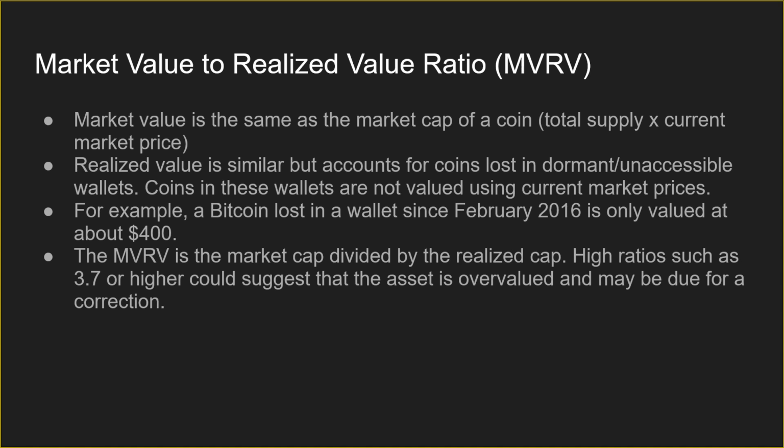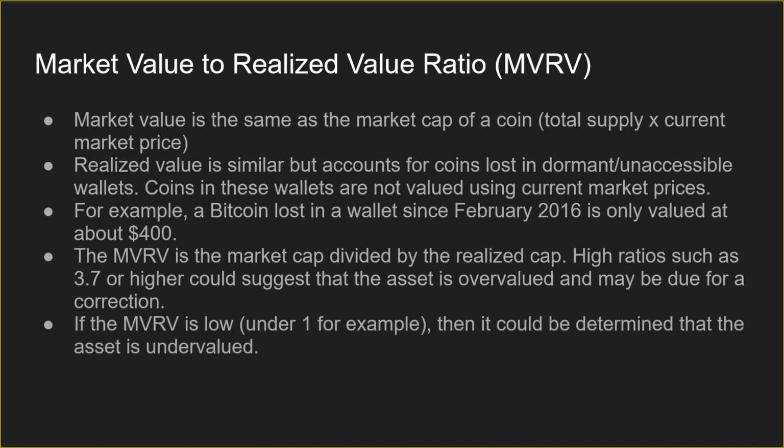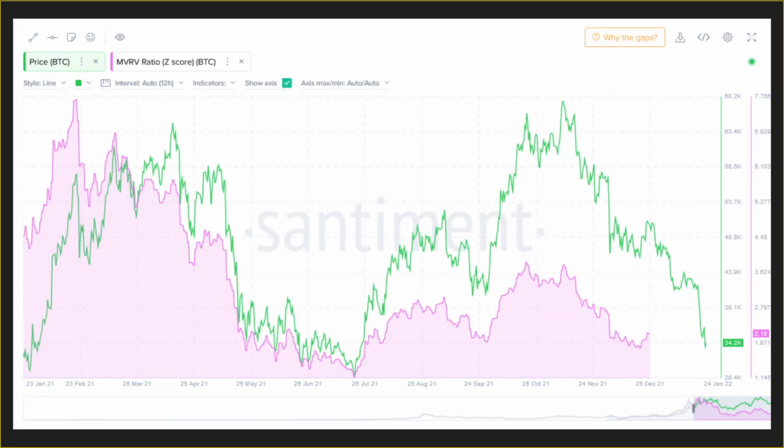Now, the MVRV is the market cap divided by the realized cap. So high ratios, such as 3.7 or higher, could suggest that the asset is overvalued and may be due for a correction. Now, if the MVRV is low, under 1 for example, then it could be determined that the asset is undervalued. Here's an example of Bitcoin using a chart provided by Santiment. The price of Bitcoin in the green line and the MVRV ratio in pink.